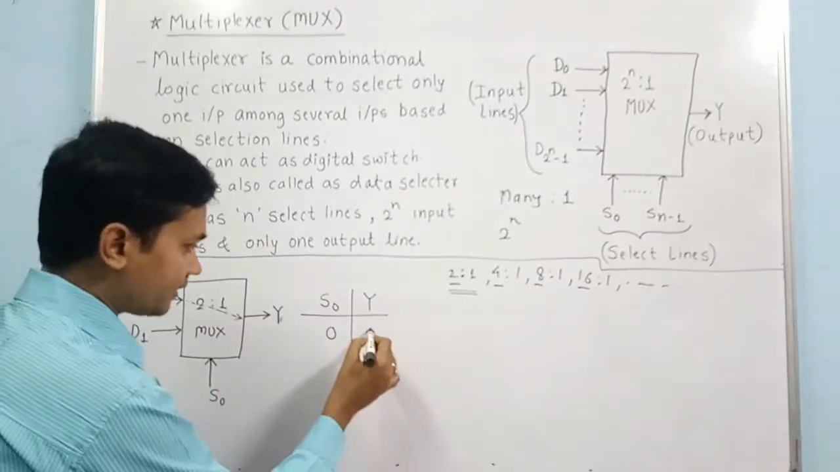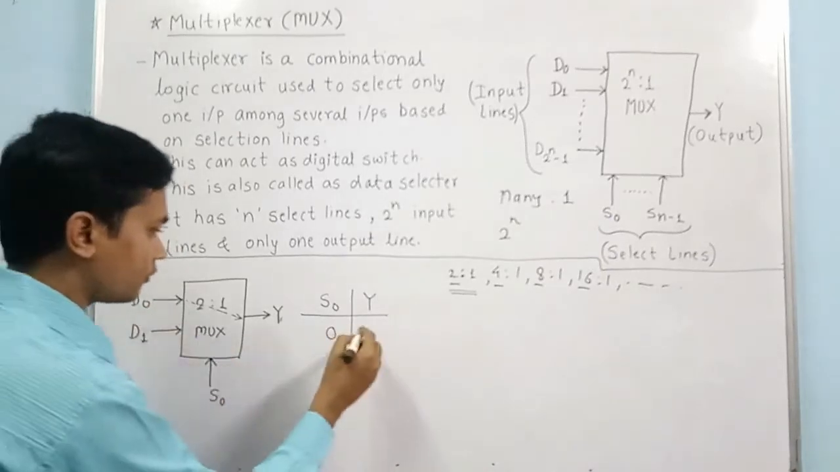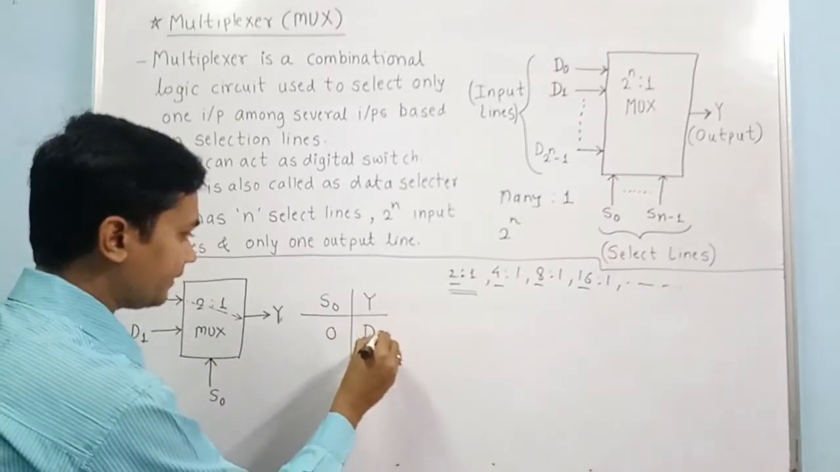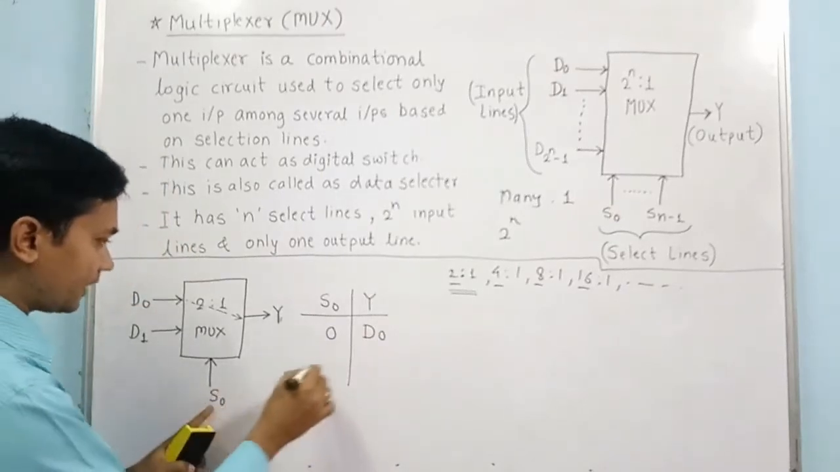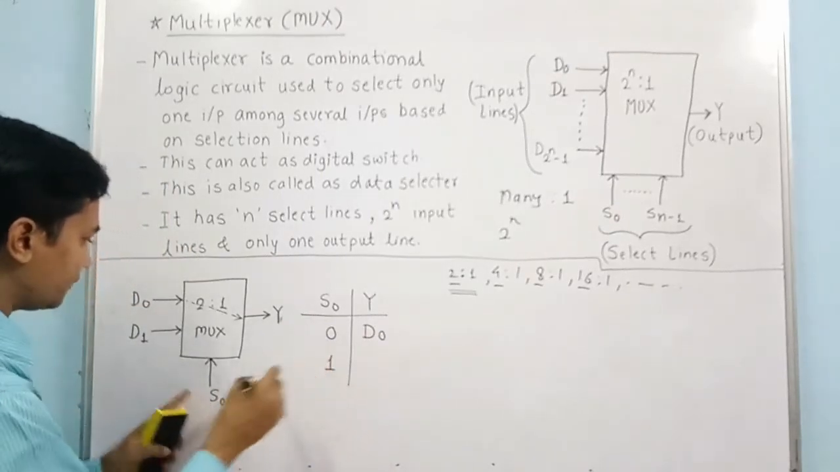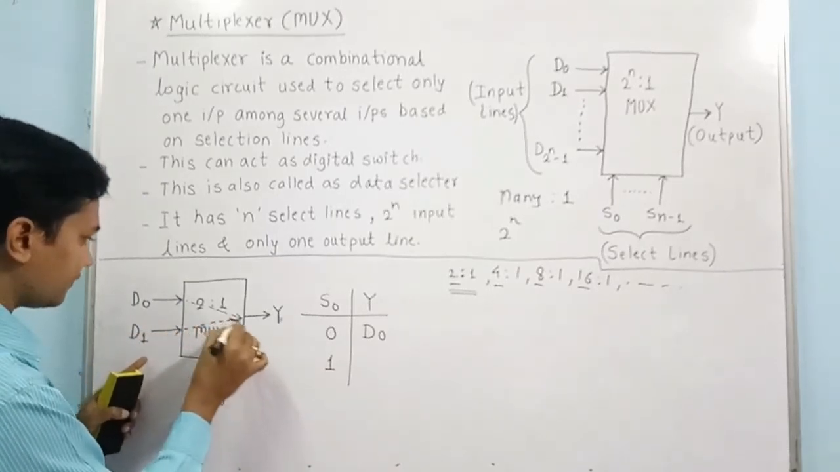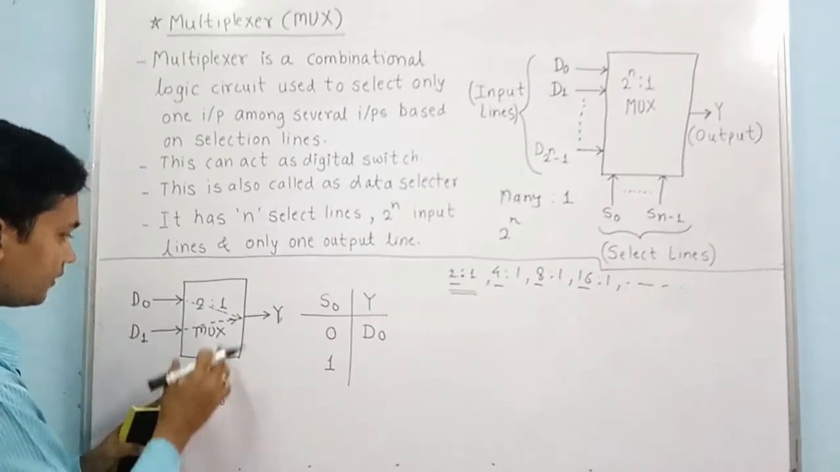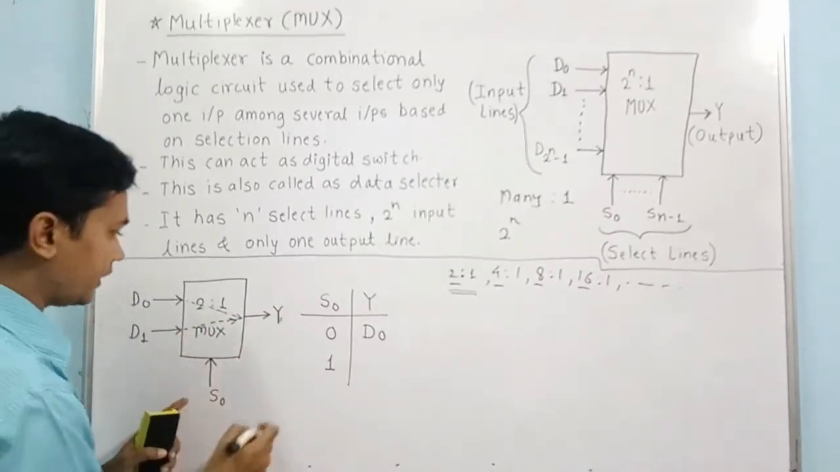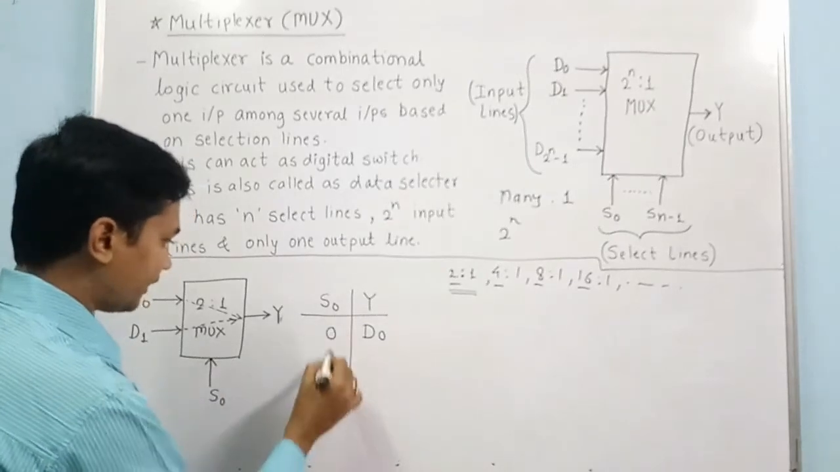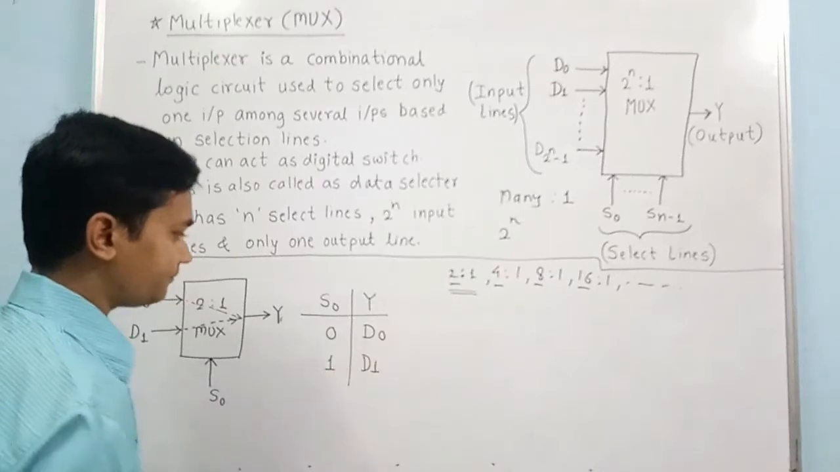So we cannot write here 0 or 1, because we don't know actually what the status of D0 is. So I will simply write here D0. And when the S0 line becomes 1, at that time the D1 data will be sent at its output line. So here the multiplexer is acting as a data selector switch. So when the S0 line is 1, the D1 status will be transmitted at its Y line.